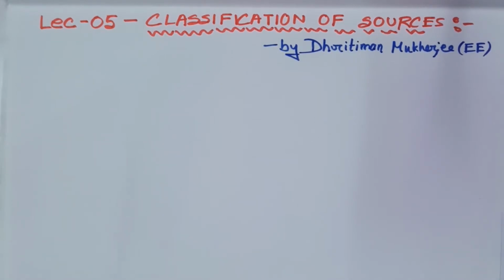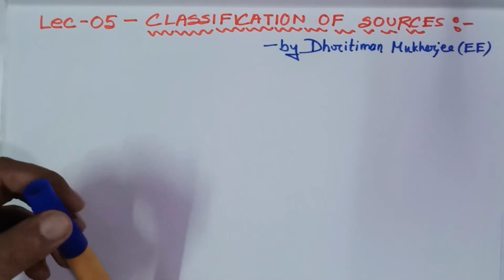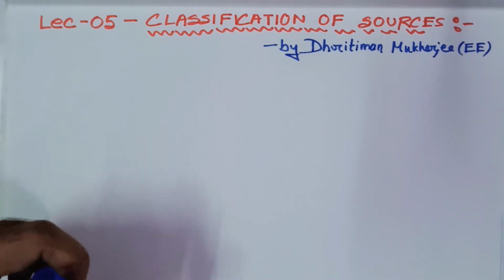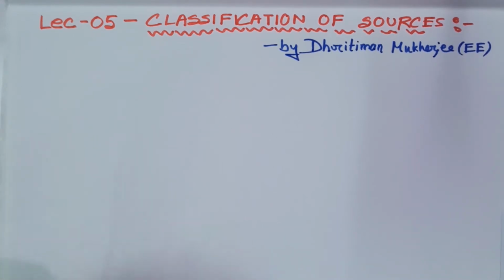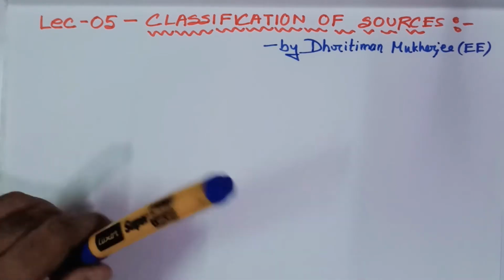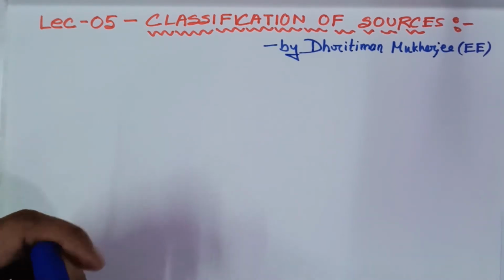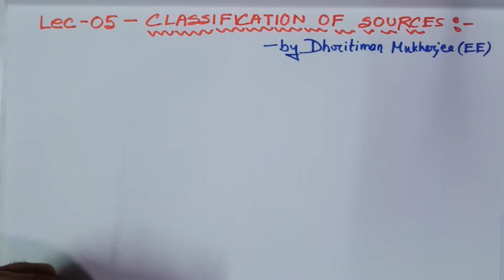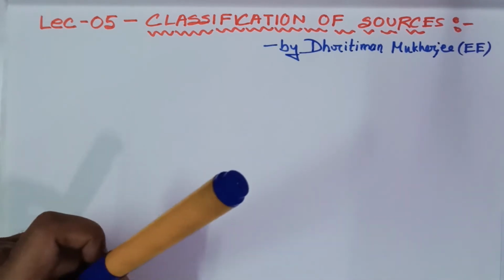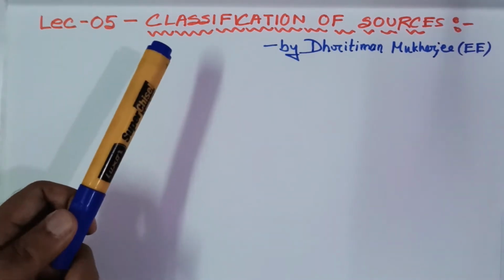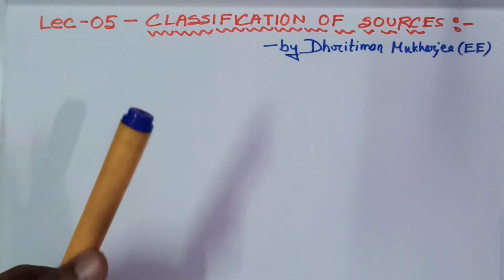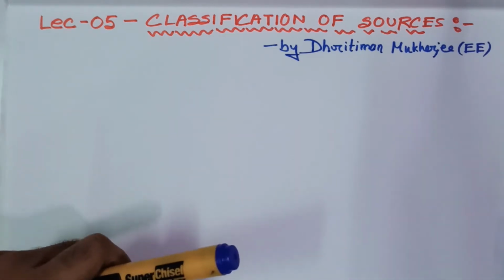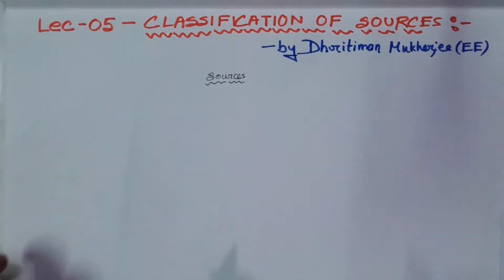In our previous lectures, we have already completed the classification of elements and the graphical analysis of VI characteristics, from which we can determine whether an element is linear or non-linear, active or passive, bilateral or unilateral. So in our new lecture, we'll learn the classification of sources. So write down sources.